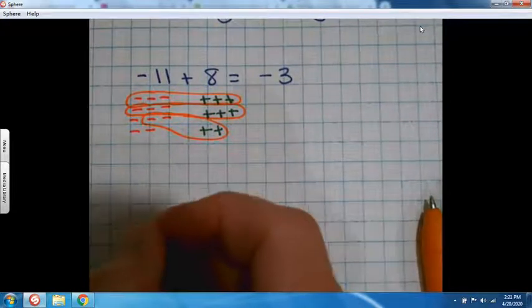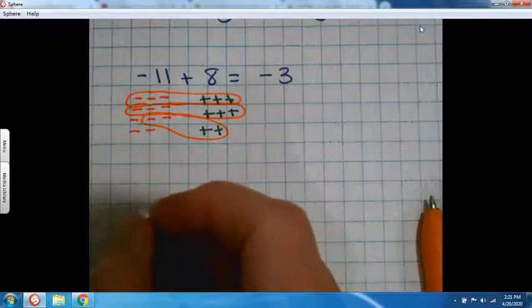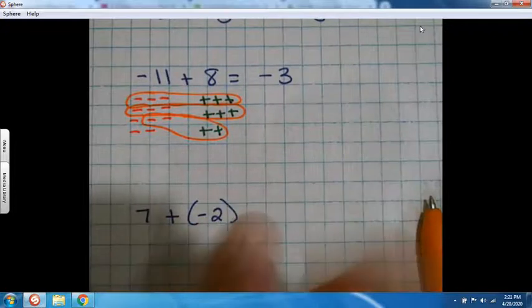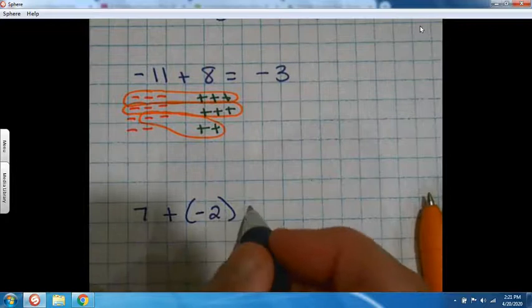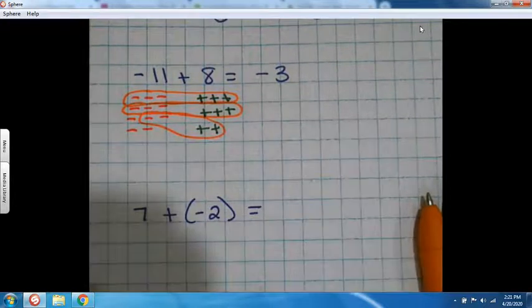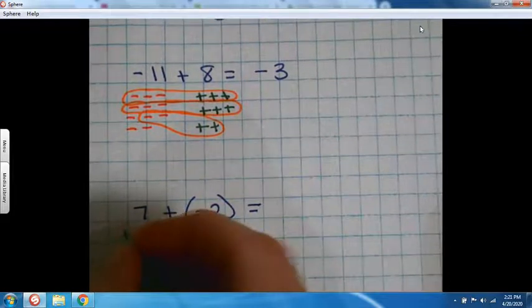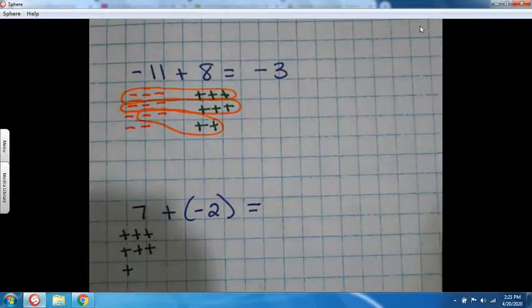Okay, let's try another one. Let's do 7 plus negative 2. Now they're going to write it this way on your worksheet, just so that you know. They're going to write it this way. So I've got 7 positives and 2 negatives.